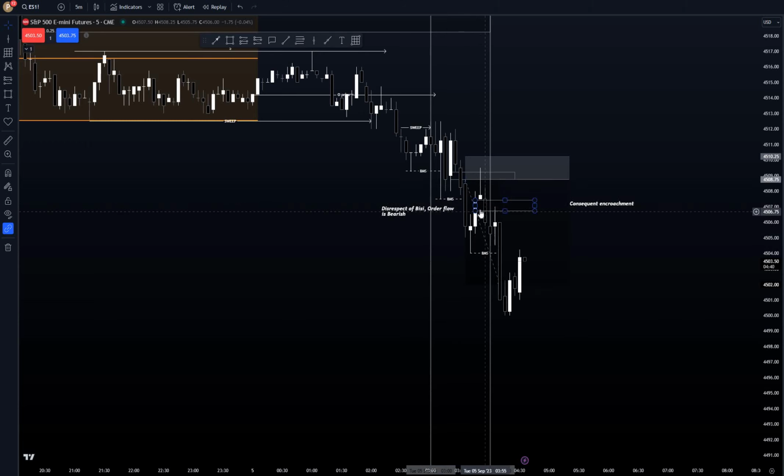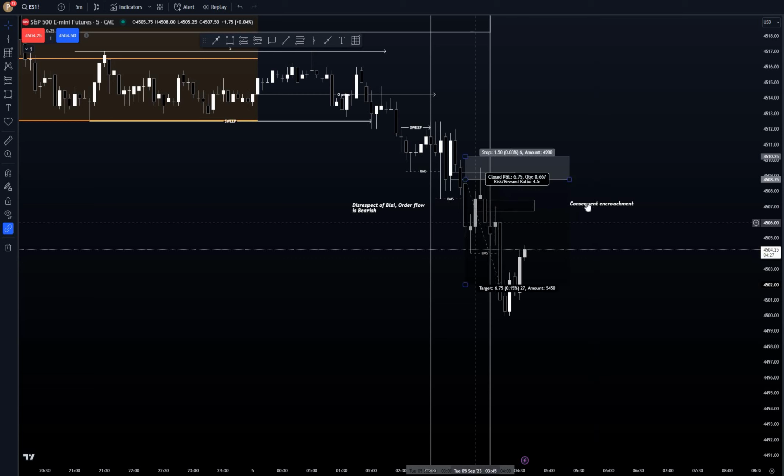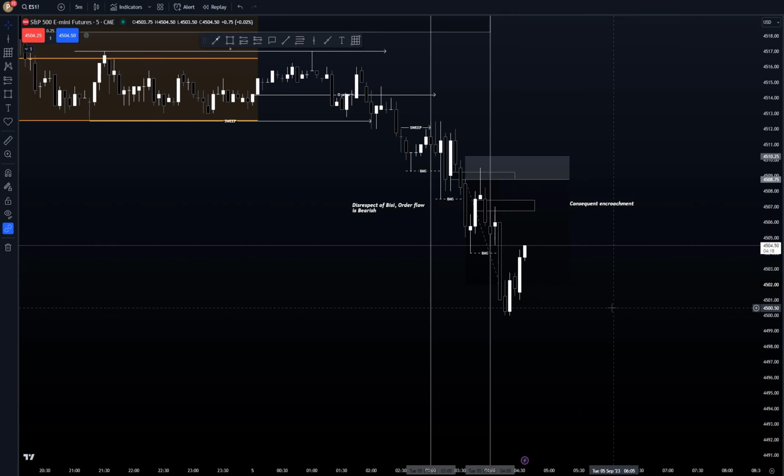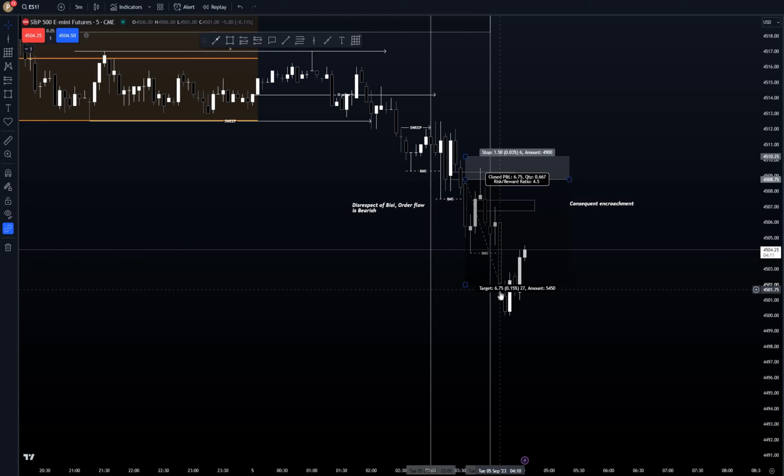And because of this push past this bullish fair value gap, this BISI, it is a disrespect of the BISI, which order flow intends that it is a bearish market. Now in this, we can see that consequent encroachment had been tagged into this fair value gap by going 50%. Now coming back down into this low, making contact with this low, there was a big push down with displacement.